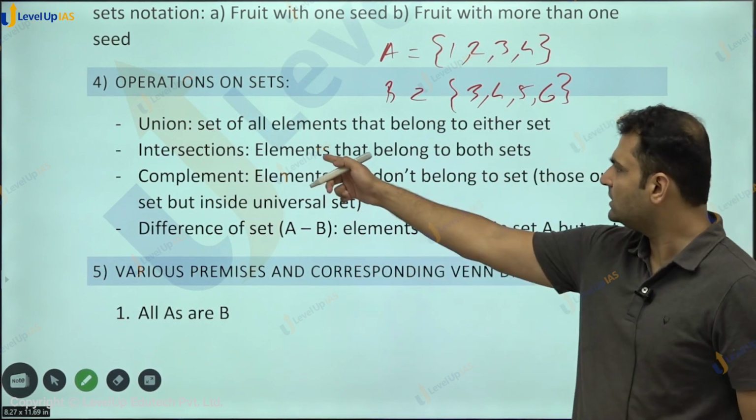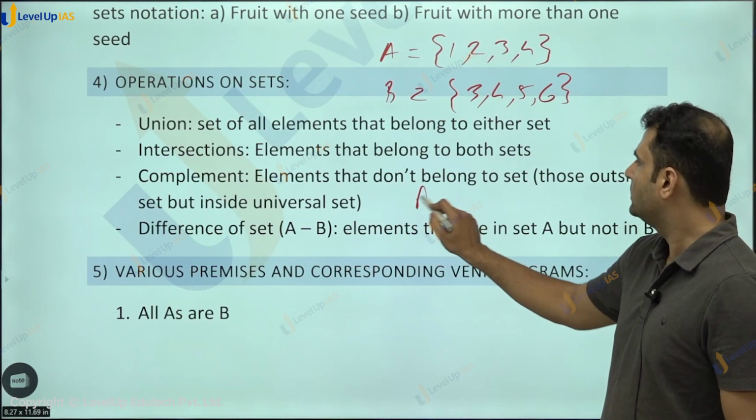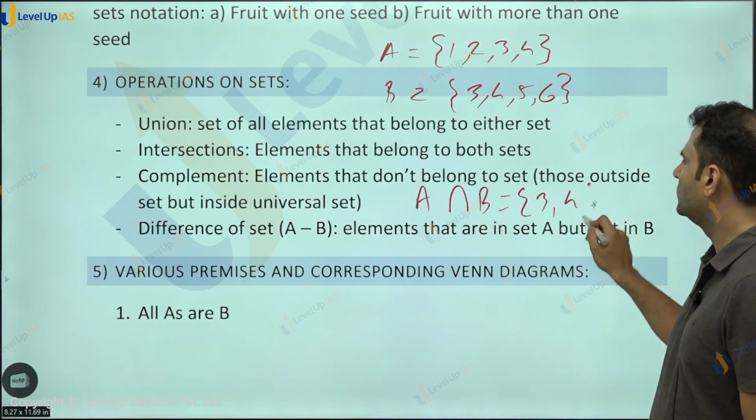And intersection is elements that belong to both sets. Intersection is common elements. So here A intersection B is equal to 3 and 4. Simple.